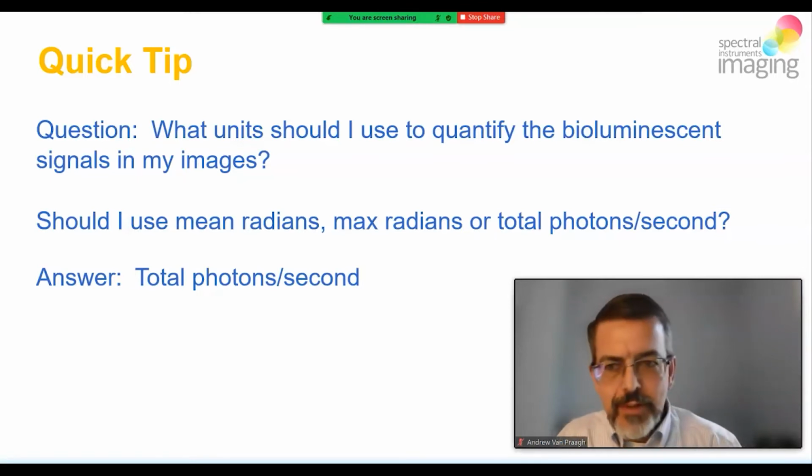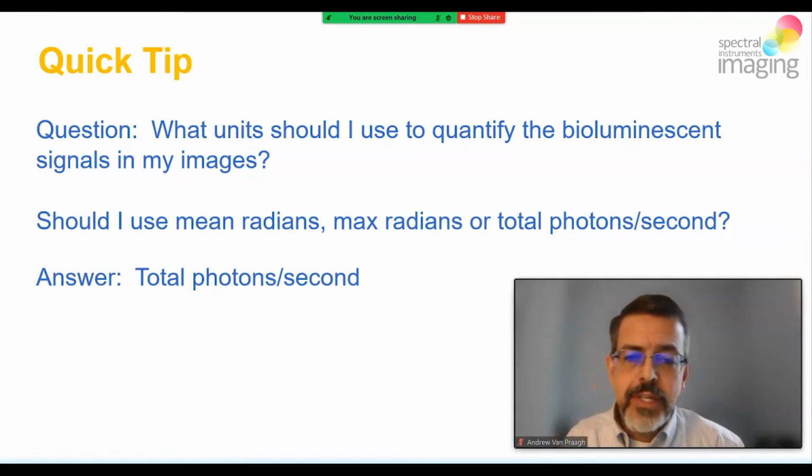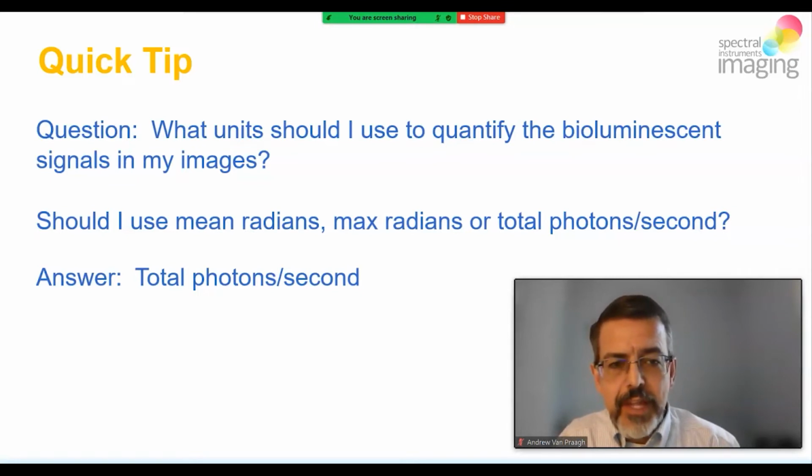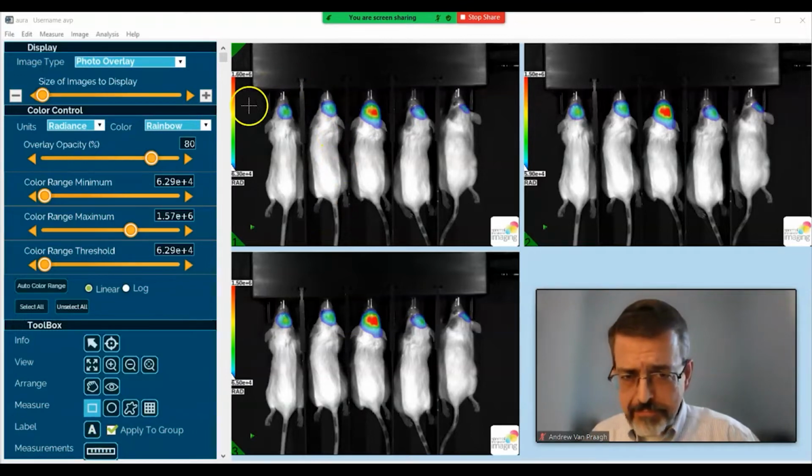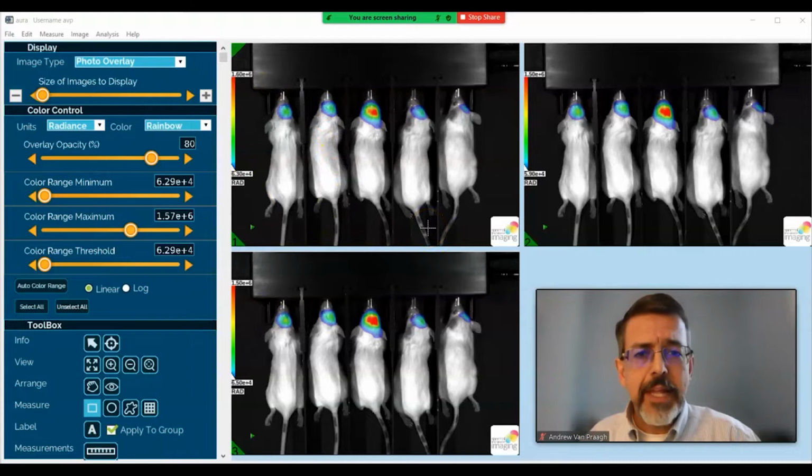The rest of this quick tip session is going to be devoted towards demonstrating empirically why, in fact, this is the answer, that you want to use total photons per second whenever you are quantifying your bioluminescent signals in your optical images. All right, so now by way of an example dataset, we're going to use this image of 5 mice that have been previously orthotopically challenged with a glioblastoma cell line that expresses luciferase and therefore will bioluminesce upon the injection of substrate luciferin.